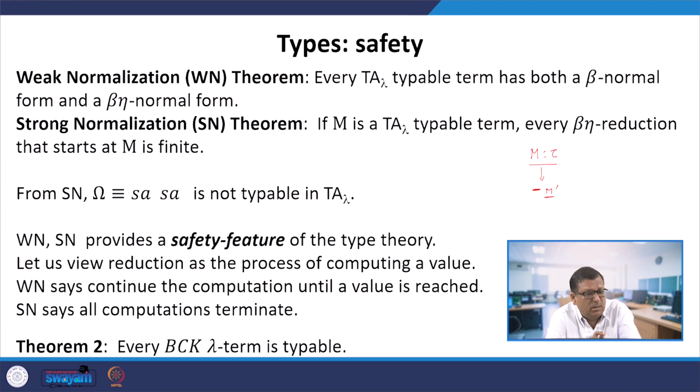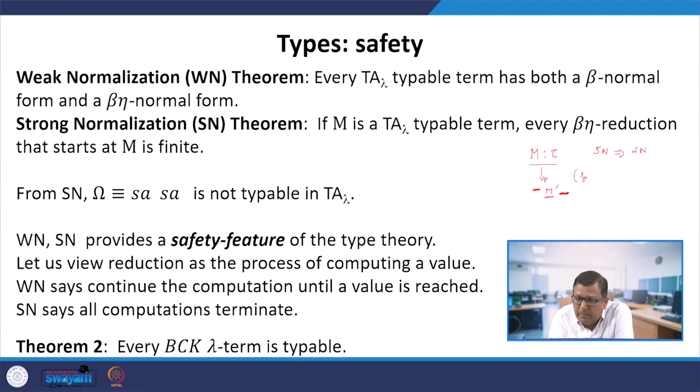This second one is strong because the SN theorem implies the WN theorem. If it is always terminating, that means at this point there will be no further reductions possible, whether it is beta reduction or beta eta reduction. That means it has both a beta normal form and a beta eta normal form. So SN implies WN. That is why one is called strong and the other is called weak. Now let us consider the strong normalization theorem. It says that if it is typeable, then every beta eta reduction will be finite.